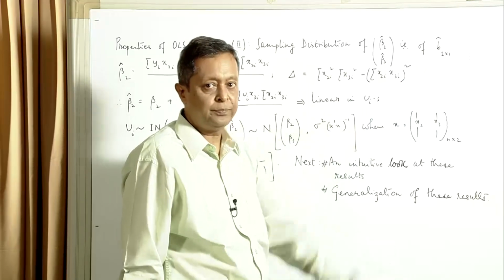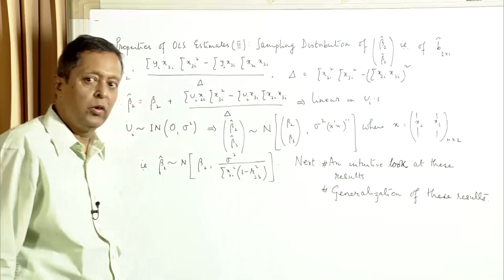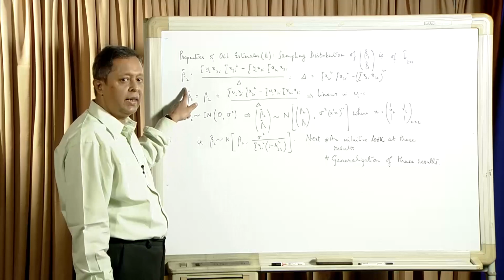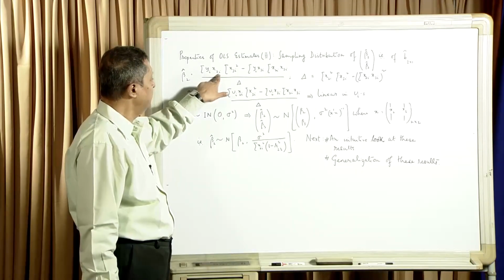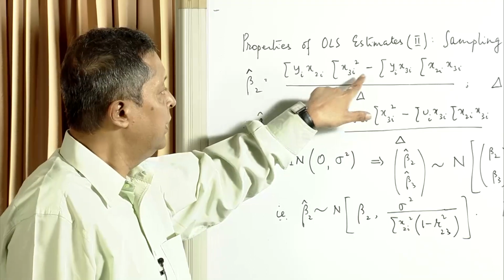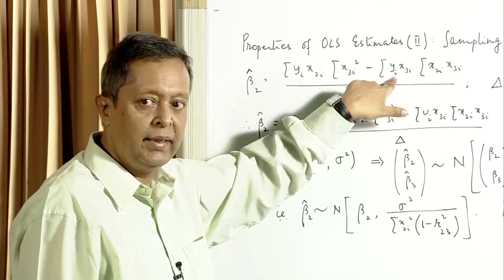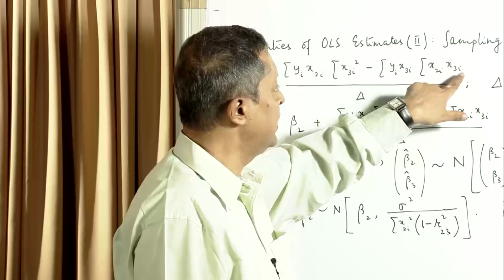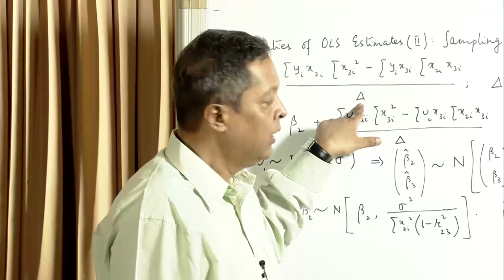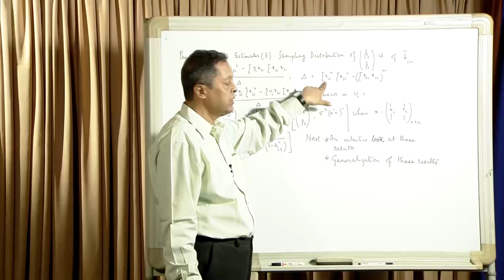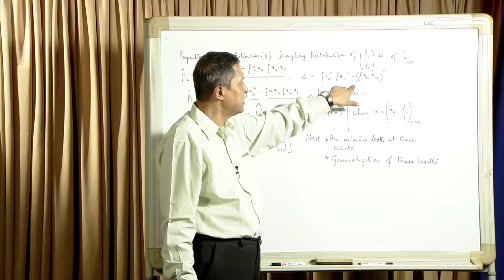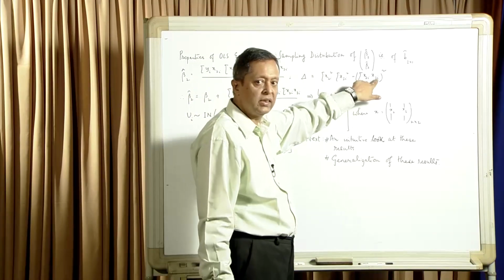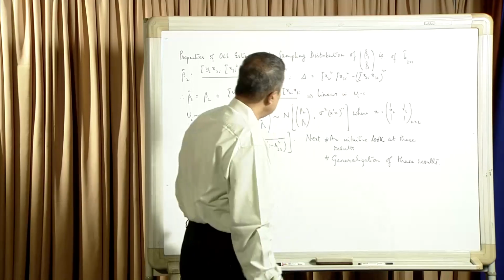From our earlier modules we know that beta 2 hat is given as summation yi x 2i times summation x 3i square, minus summation yi x 3i times summation x 2i x 3i, all upon delta, where delta is summation x 2i square times summation x 3i square minus summation x 2i x 3i whole square.